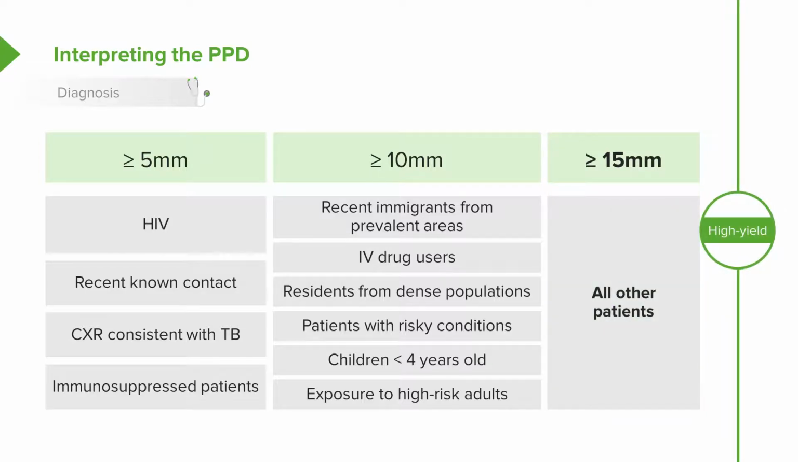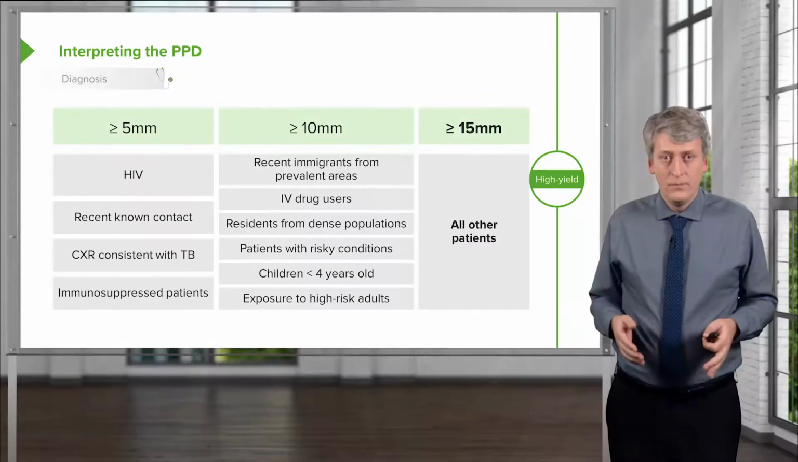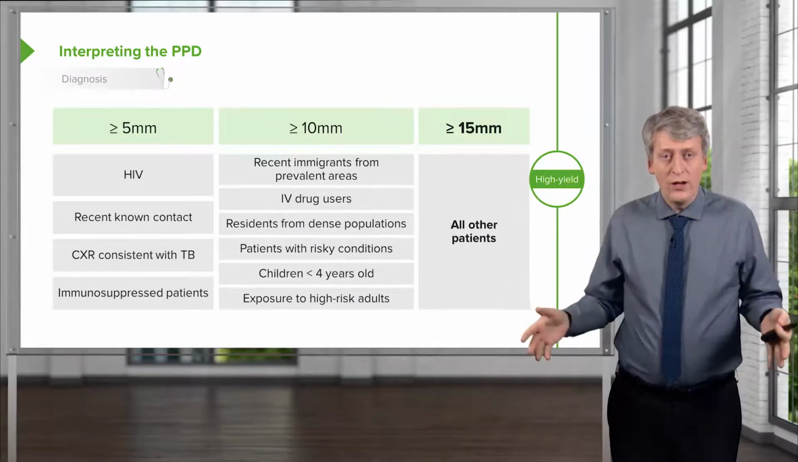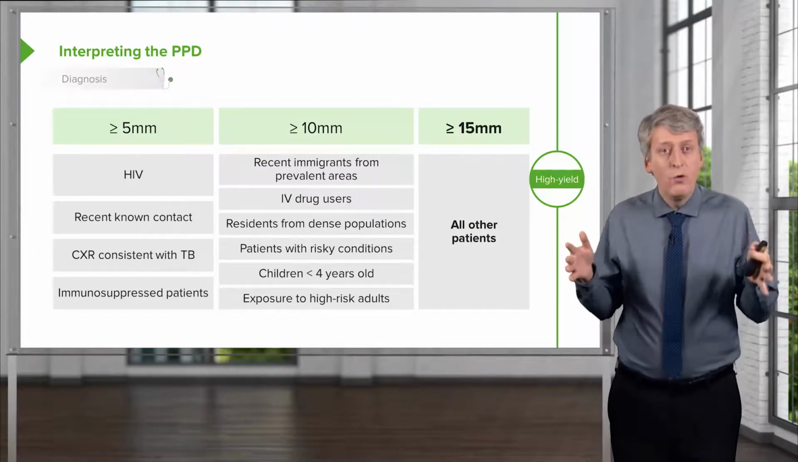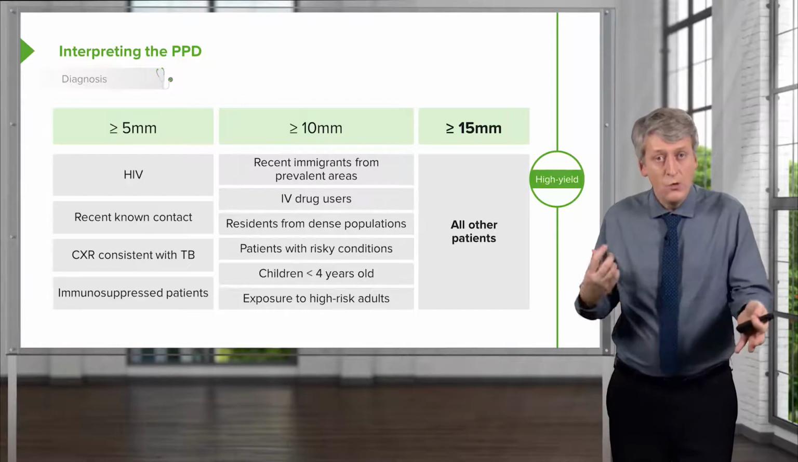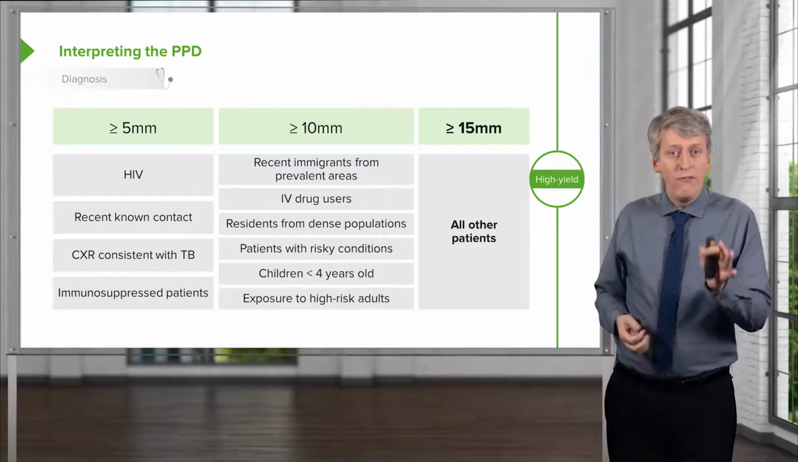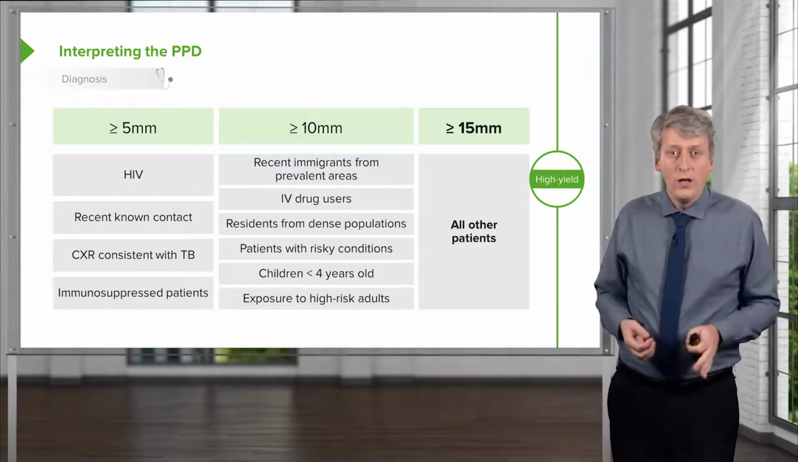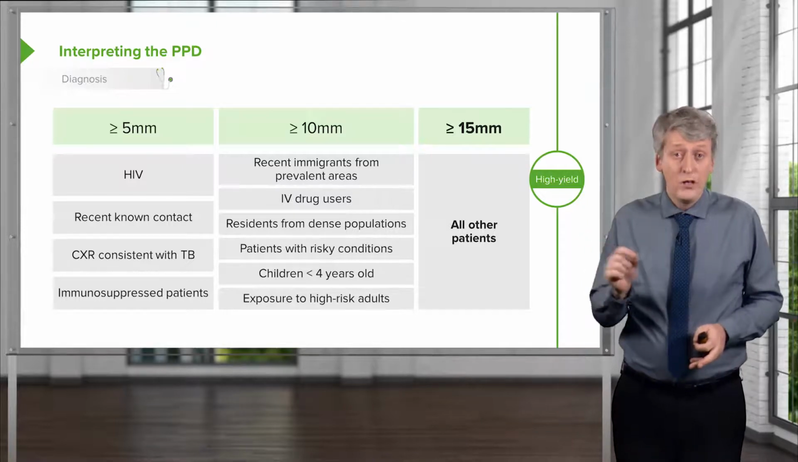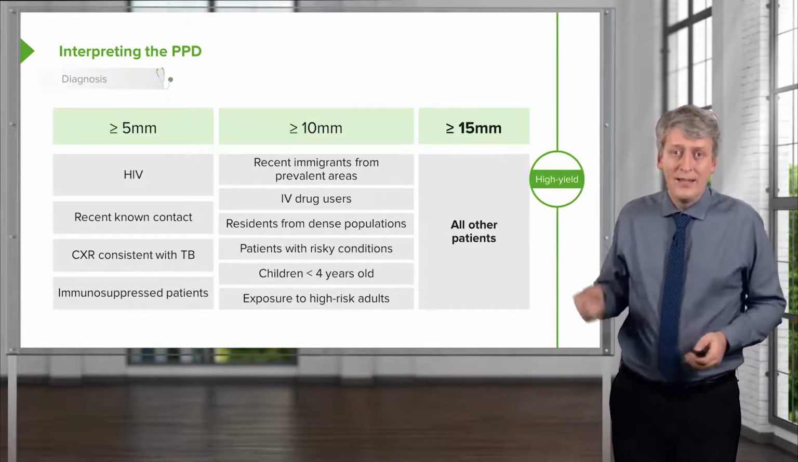That's basically everyone else. So you look at your risk factor and you decide in advance, how big will I let this PPD be? Then you implant the PPD, wait for a 48-hour to 72-hour window, and then check it again. Measure it with a ballpoint pen, and this is how big it should be.